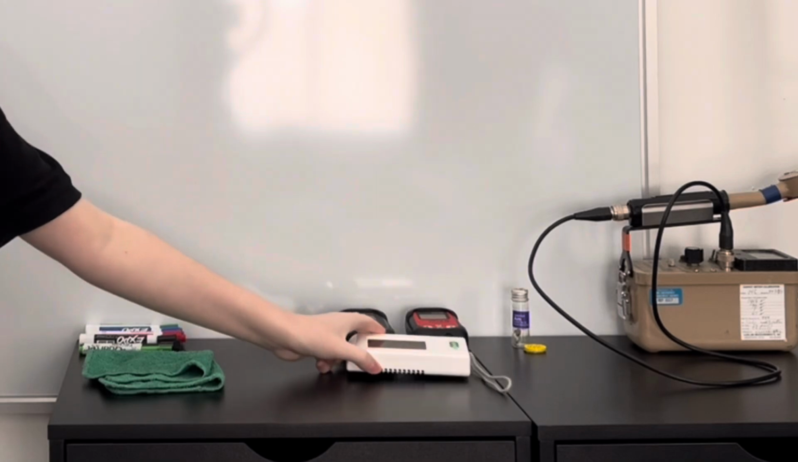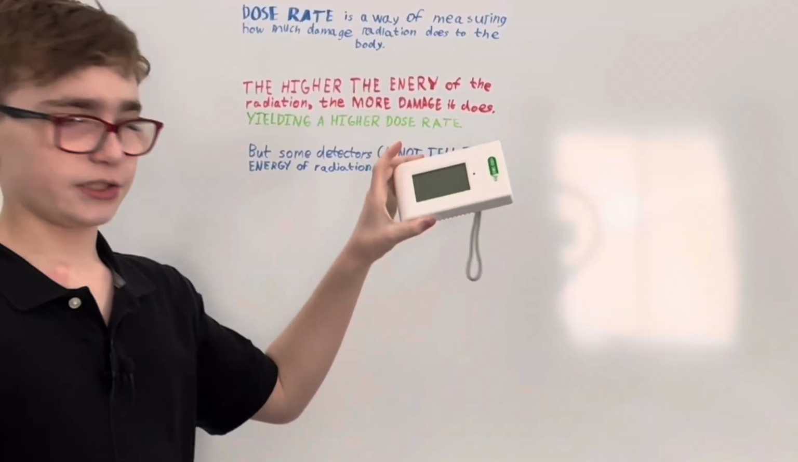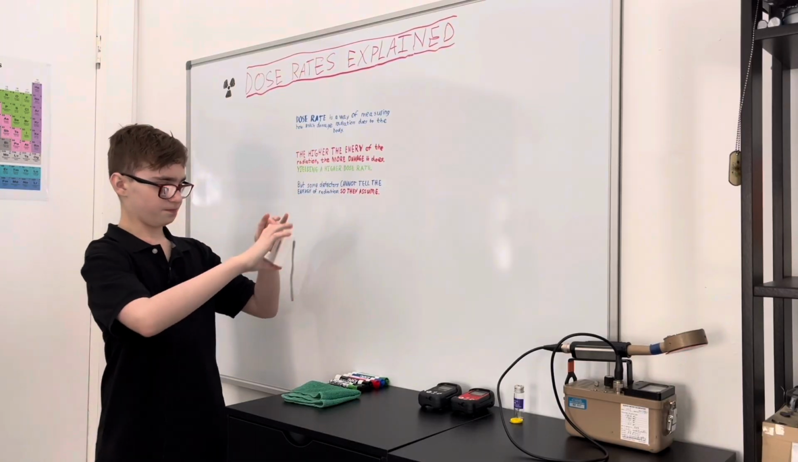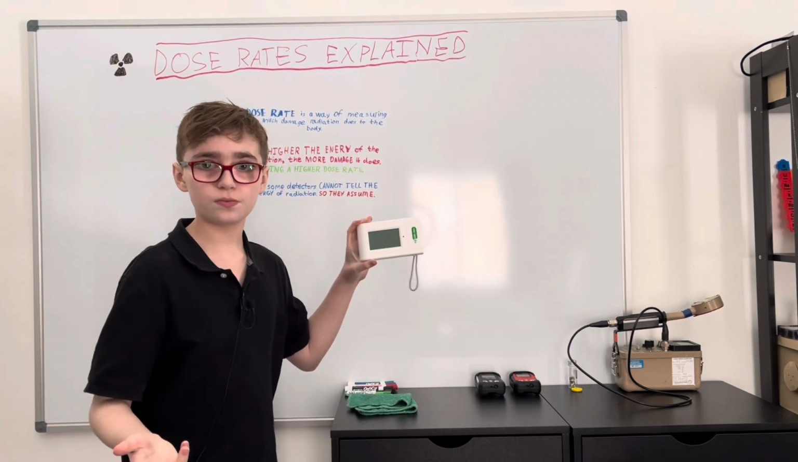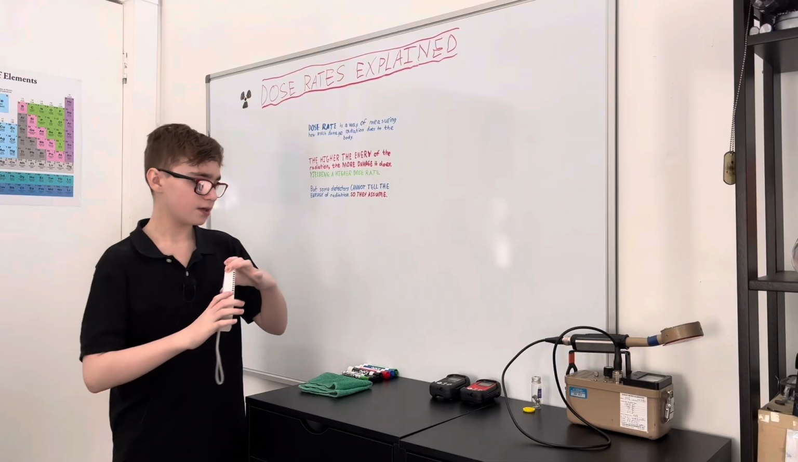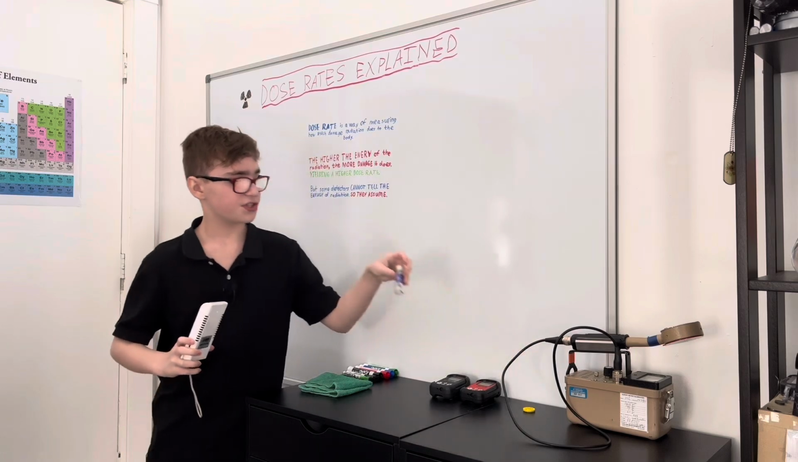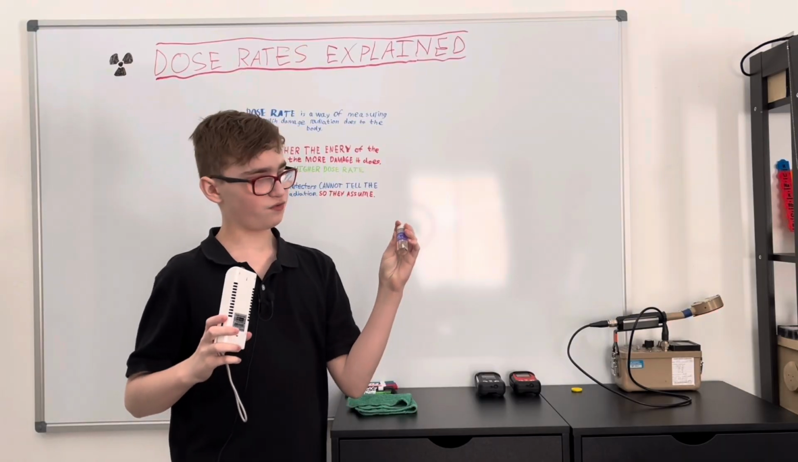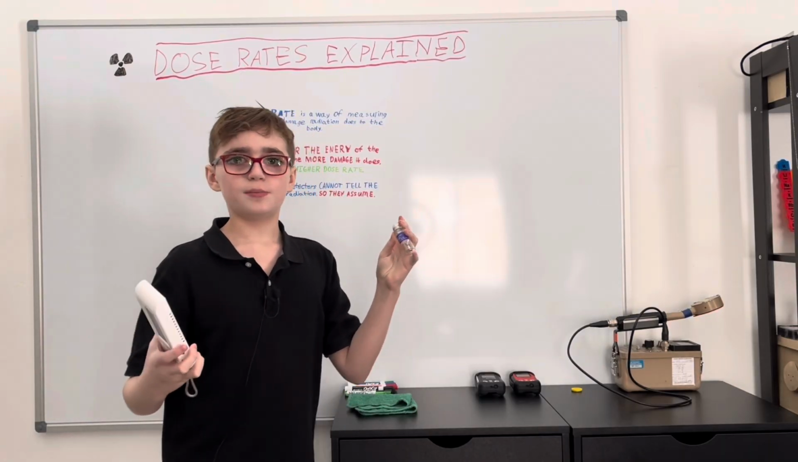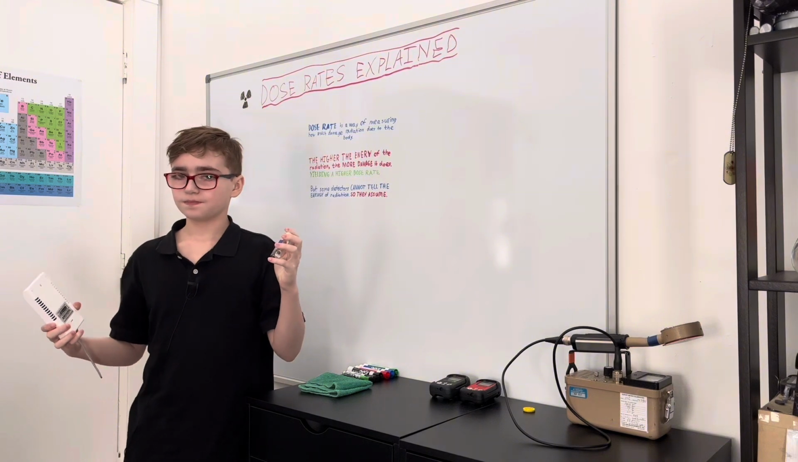So say I'm using a detector like this. This is a Geiger counter. It's a Geiger-Muller tube inside here. So this counter is one of them that assumes about the energy of the radiation. Say we're measuring this sample. This is americium-241, which, in case you don't know, emits very, very low energy gammas.